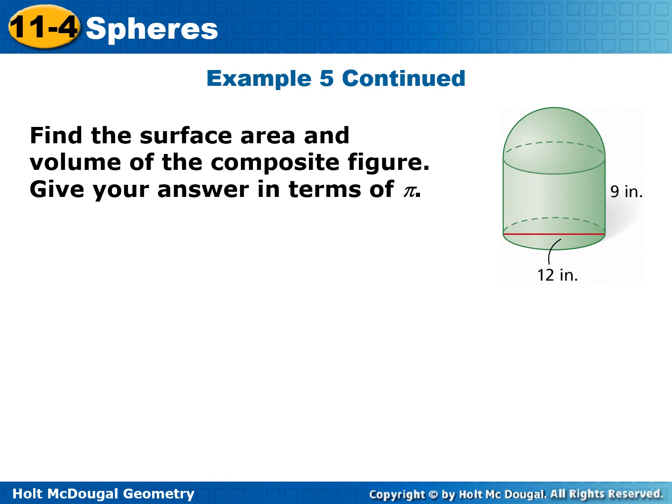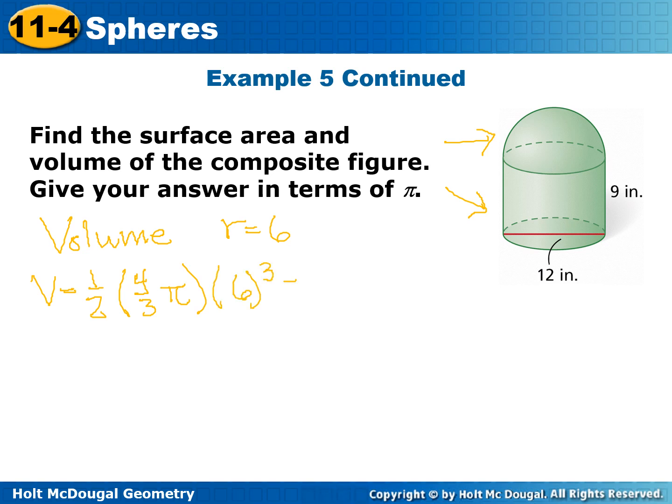Now let's attack the volume of this. We're going to do the hemisphere and the cylinder. So the hemisphere, once again, we have a radius of 6. So the volume of the hemisphere is going to be 1/2 of 4/3 pi times 6 cubed. If you can, use the fraction key on your calculator for these. You're going to have 144 pi inches cubed.